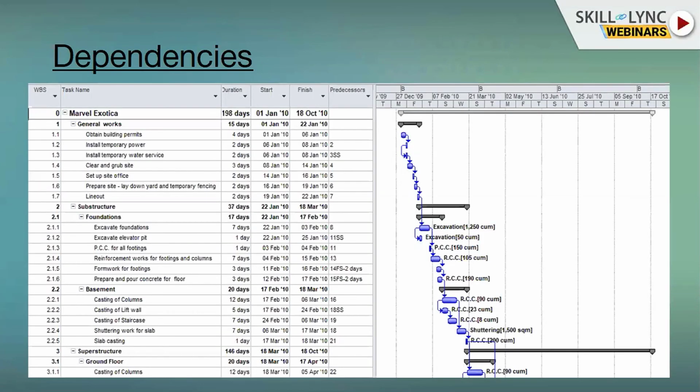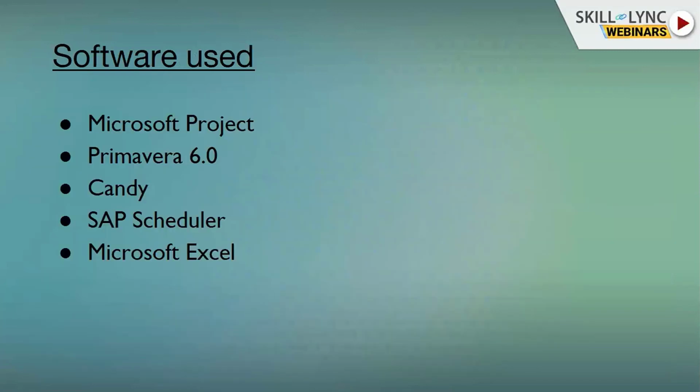Moving on, if we master our basics, one day we'll be able to develop a schedule like this. This is a screenshot from one of my schedules in MSP. So moving on, these are the basic software that are used today in the market. That is Microsoft Project, Primavera 6.0, Candy, SAT Scheduler, Microsoft Excel. This is the most widely used software.